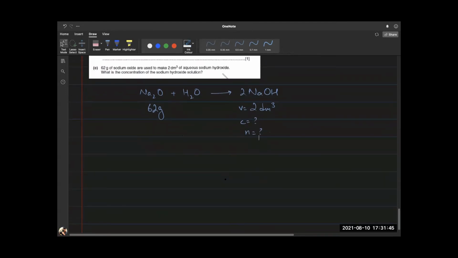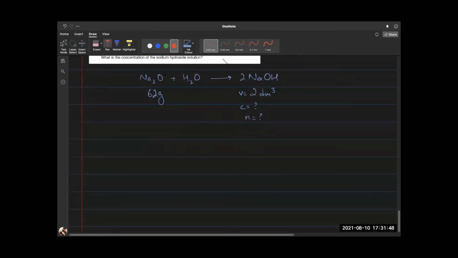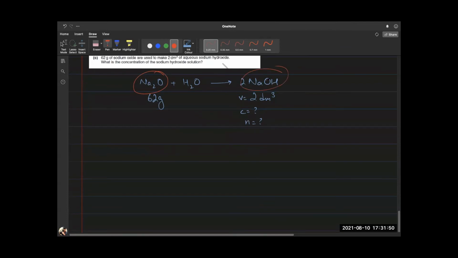Now, if we use the traditional method, then this is our substance number 1 and this is our substance number 2. And the traditional method requires that you first find moles of the first substance. So number of moles is mass over MR, which is going to be 62 over 2 times 23 plus 16. We will solve this. 46 plus 16 is 62. So 62 divided by 62 is 1 mole. So you have 1 mole of this thing.